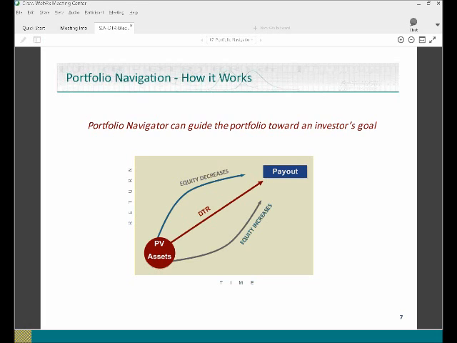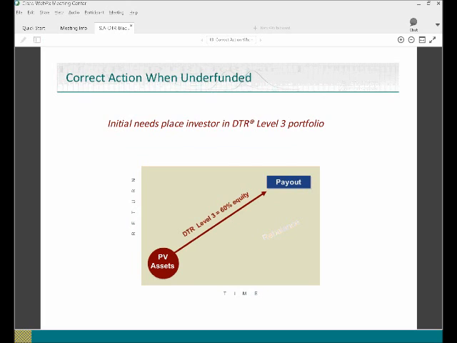I would like you to think about investing not as a wealth maximization problem, but as a navigation problem. You're trying to get from where you are financially to where you want to be in the future. And that line, that DTR, is the line that connects your assets to your payout. Well, how do you generate that DTR? The next slide.